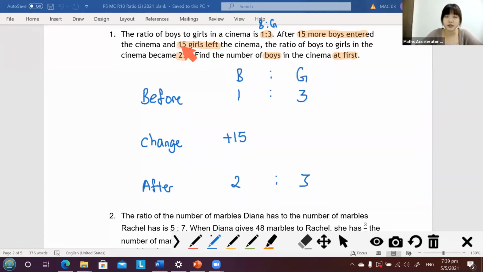As for girls, what's the change? 15 girls left the cinema. So if they leave, that is subtract 15 away. So minus 15.